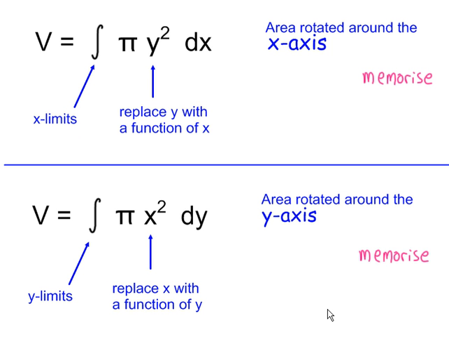Now you can also rotate an area around the y-axis. In that case, your formula is this, so pi x squared dy, and this time you will have limits here along the y-axis, y limits, and in the formula you've got x squared, so you need to replace the x squared with some function of y. Again, that's quite easily done. What you'll see with both formulae is you've got opposites here, so if that says y there, you've got x here, if that says x, you've got y here. That might help you to memorize these.